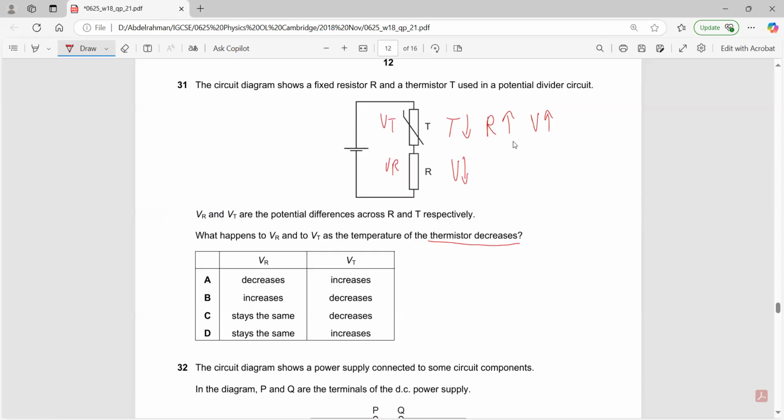If you add both potential differences, then the total potential difference has to be equal to the total EMF of the battery. So the voltage of VT increases, and the voltage of VR decreases, which is A.